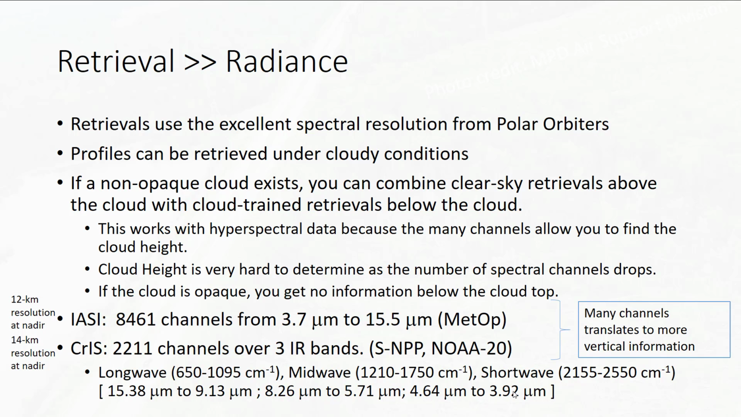It's far coarser than the spatial resolution with ABI and AHI, and ABI and AHI have far better temporal resolution as well. Blending the data exploits the temporal and spatial resolution from geostationary orbit with the spectral resolution from polar orbiters.